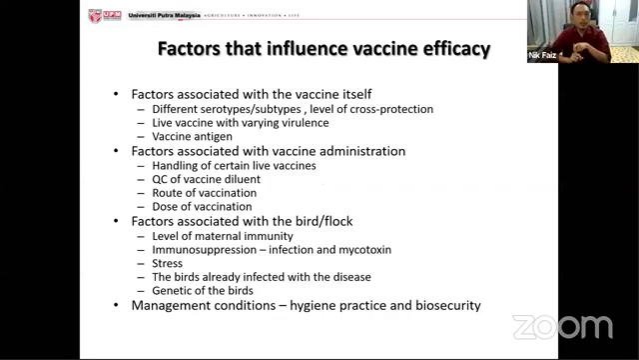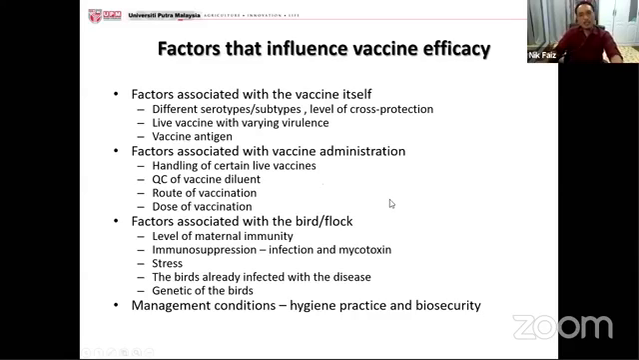Different serotypes or subtypes affect the level of crop protection of the vaccine. Some viruses have many serotypes. I'm talking about more like infectious bronchitis. If you vaccinate with different serotypes, you may not get the efficacy, the protection, with that serotype. Live vaccines also vary in virulence, and different vaccine antigens are used.